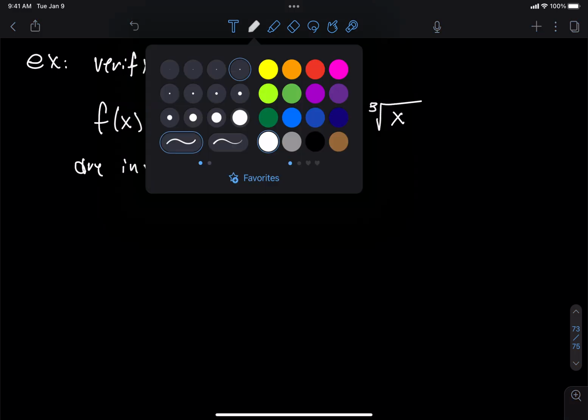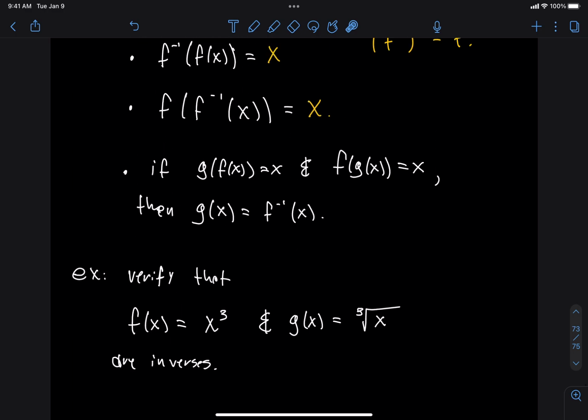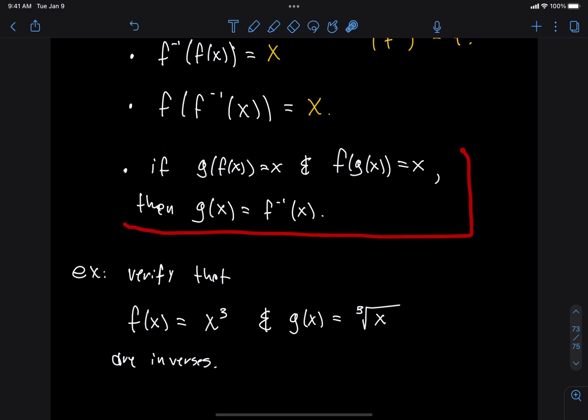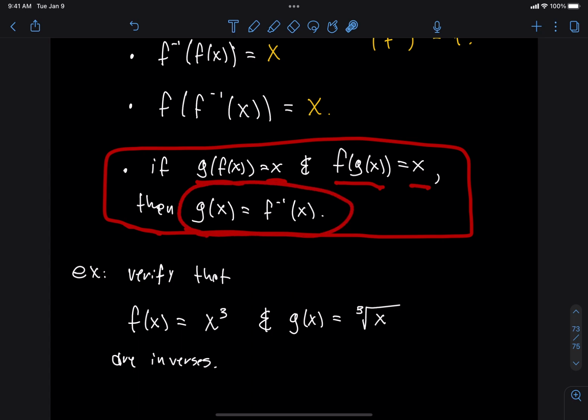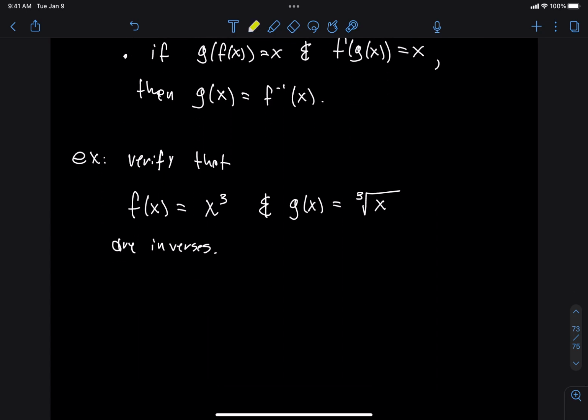Okay. So let's try to apply this. We want to verify that these 2 functions are inverses. And the way that I'm going to do that is using this last property. I know that if I plug f into g and I get back x, and if I plug g into f and I get back x, then I can conclude that g is in fact the inverse function. So we're just going to check this algebraically, and it'll be super simple. All I'm going to do is compute the composition.